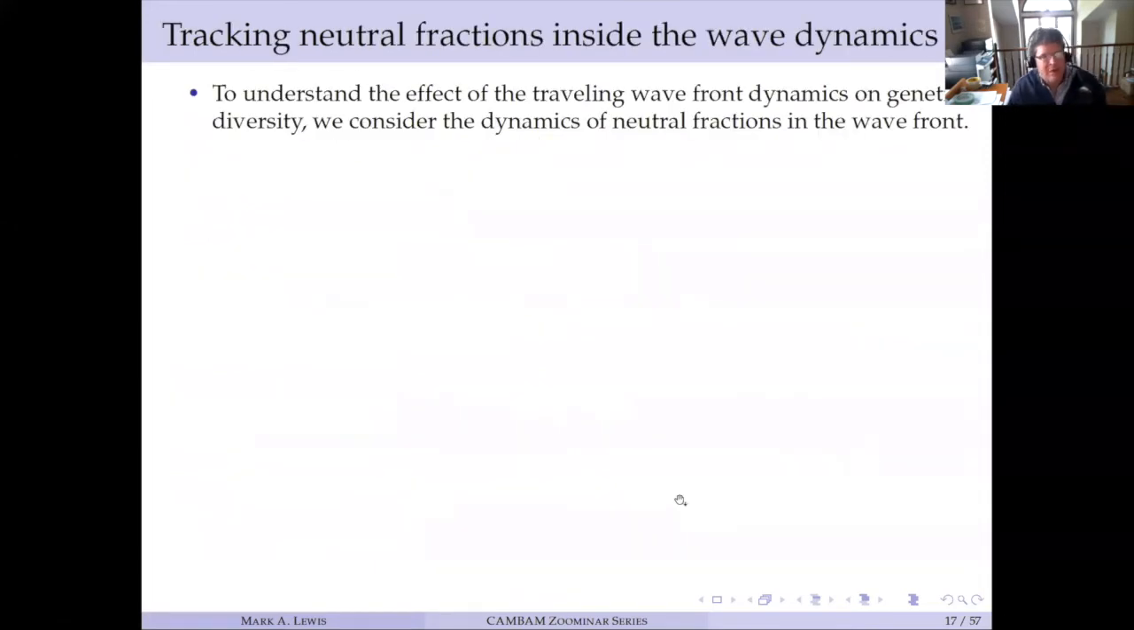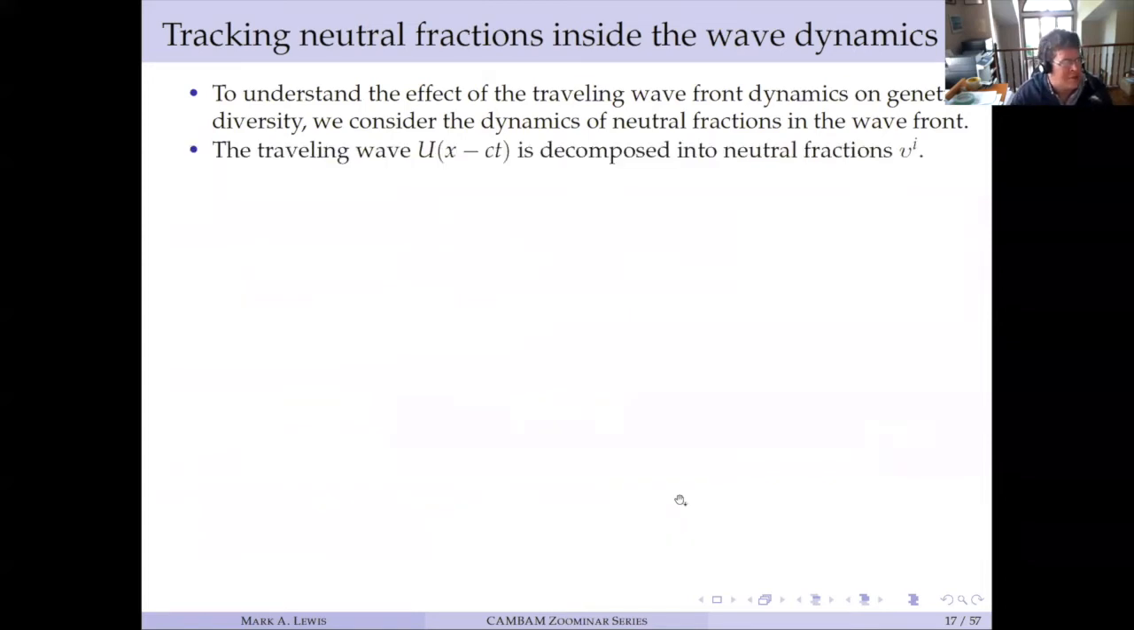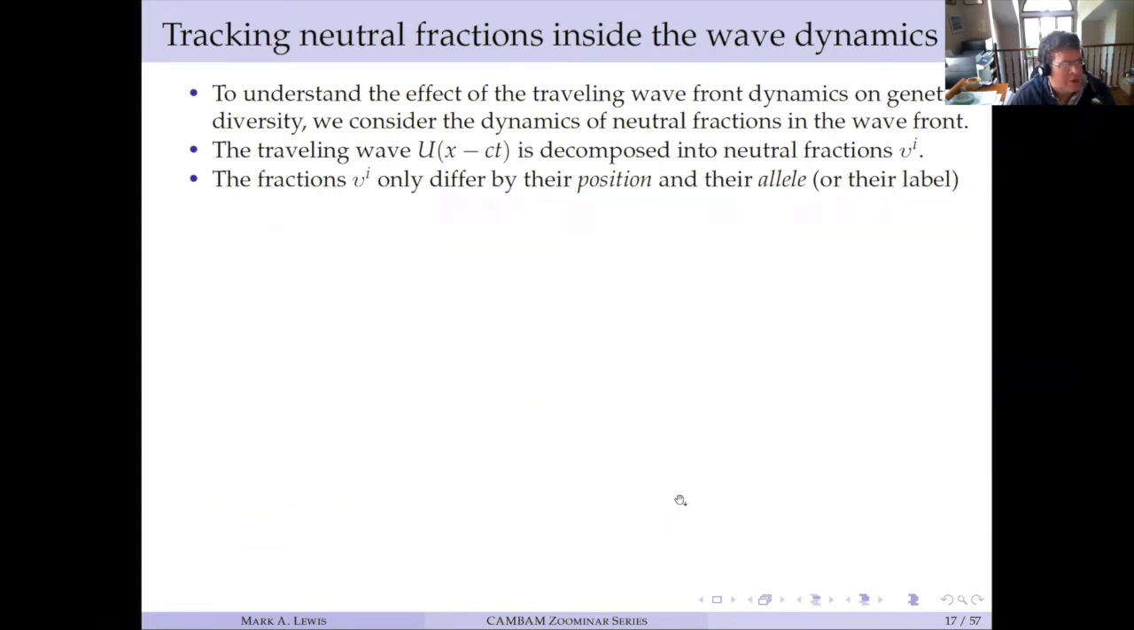And so now we're moving to the genetics a little bit. We consider the dynamics of these fractions in the wavefront, and we're going to move to a traveling wave coordinate system, which is shifting at wave speed, c, across the domain. And we're going to break it into these fractions. And the fractions differ only by their position in the wave and their allele or label.